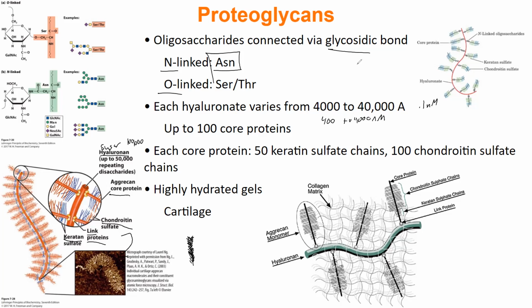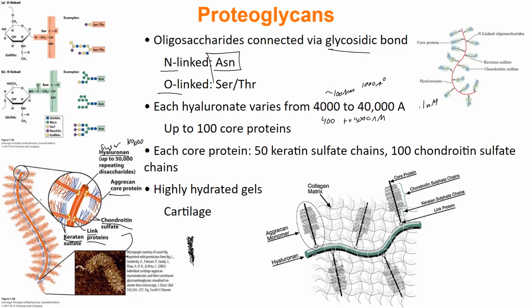And I'm sure you don't have a scale of what that actually means. But this is way bigger than the majority of the proteins in your cells. Your proteins, you're looking at 100 nanometers, right? 1,000 angstroms. So this is 4 times bigger than your average protein.